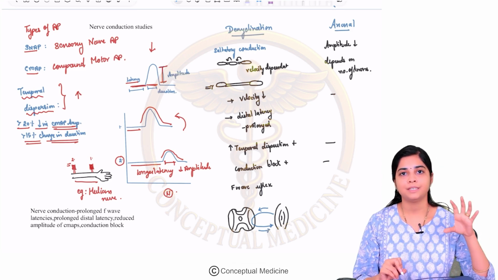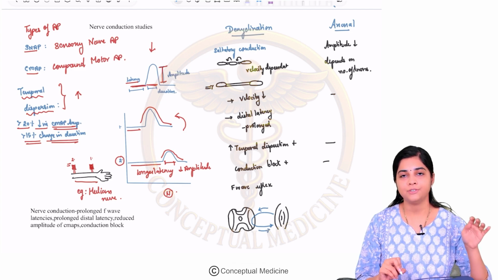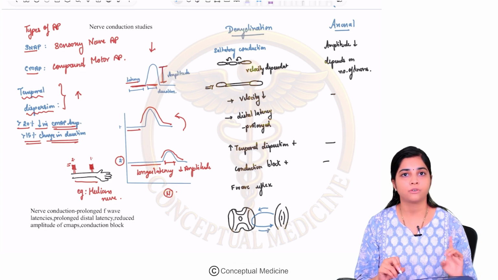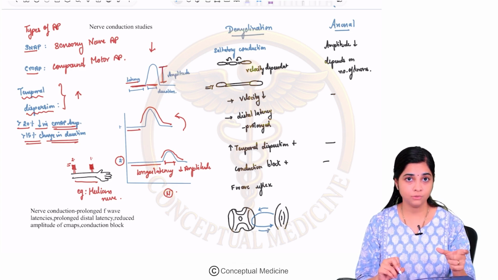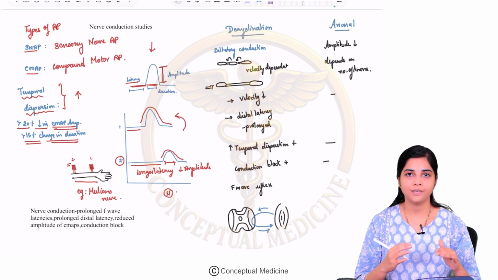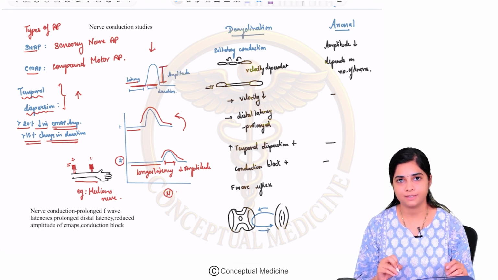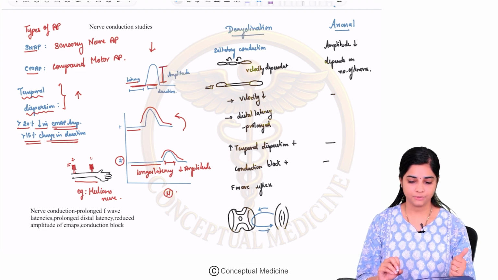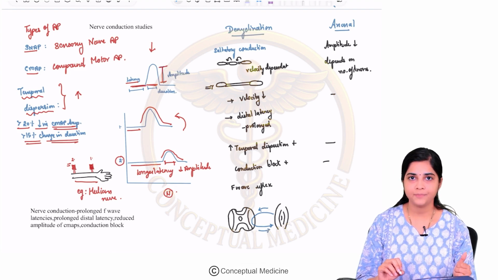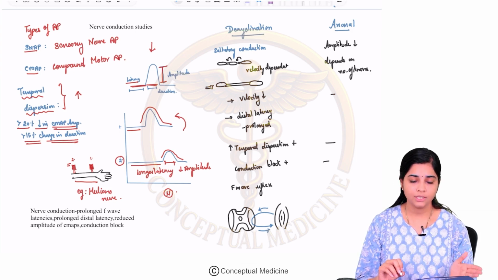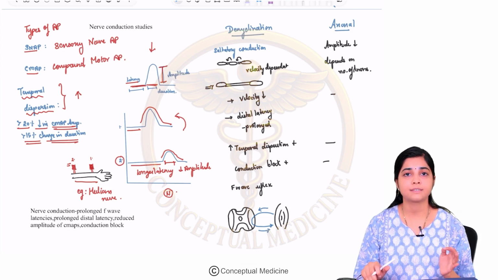So when we compare the proximally stimulated action potential versus your distally stimulated action potential, the change in the amplitude should not be more than 20% and the change in the duration should not be more than 15%. If this change is higher, that means that the temporal dispersion is prolonged and it is a feature of demyelinating neuropathy. Alright, clear? So this is about, in very basic terms, what nerve conduction studies and the various terms are, so that you understand, you don't have to memorize the differences in your GB syndrome.